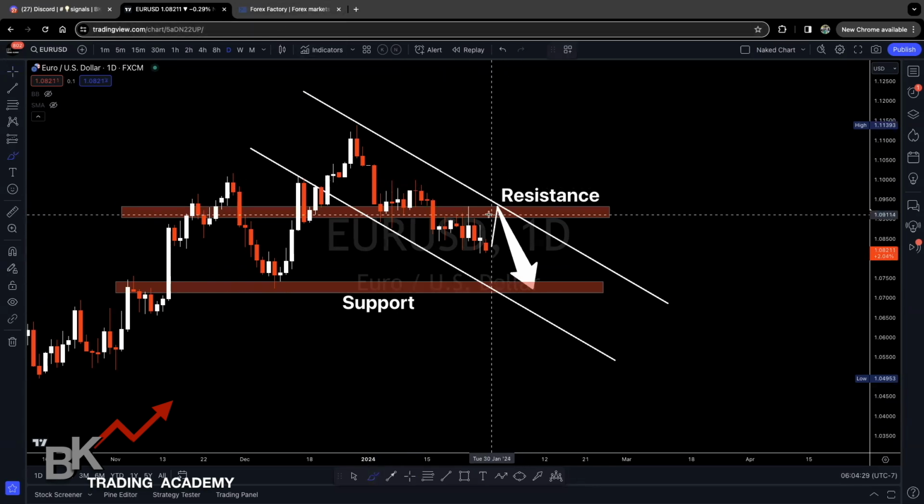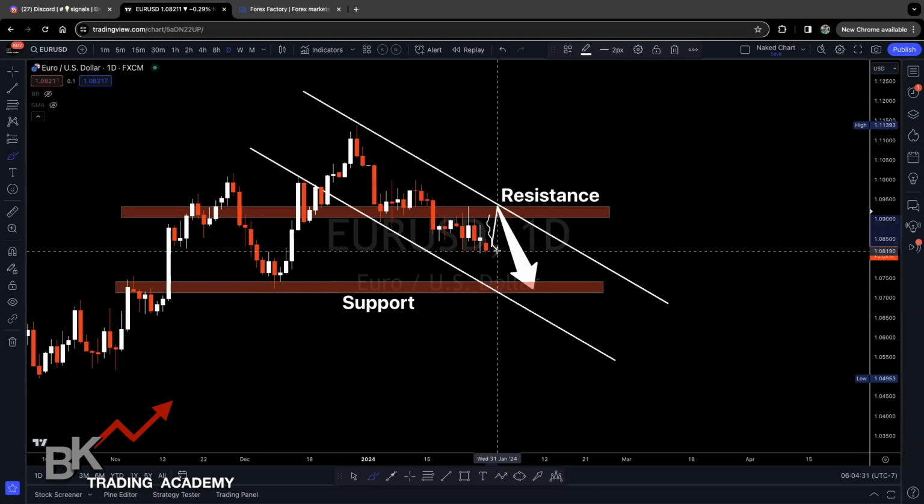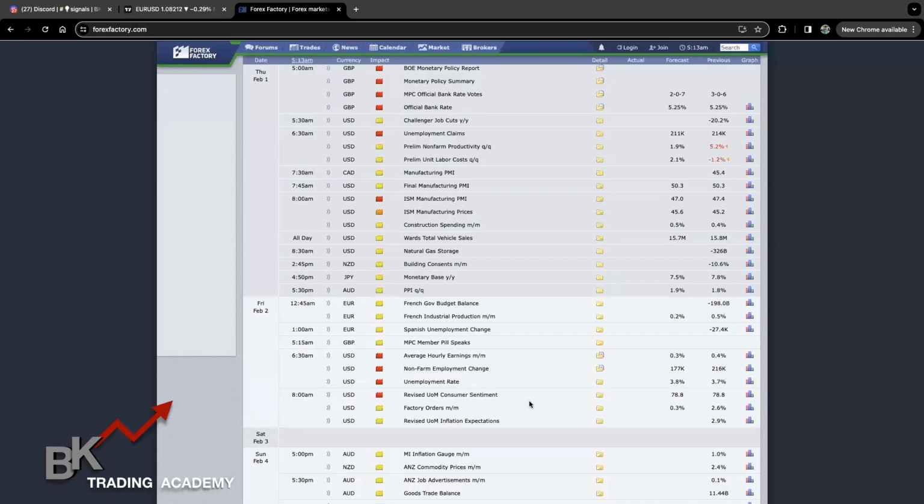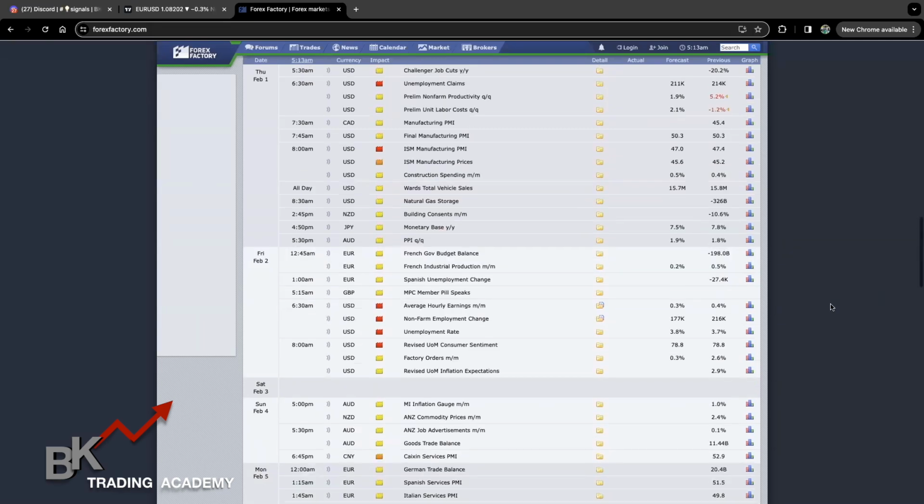If price starts to drop and I'm in the trade, and let's say I'm 50 to 60 pips in profit, I can move my stop loss to break even, and when the news comes out, I'm already in a risk-free trade. So if I get stopped out, then it's okay. This is how you can trade around fundamentals.